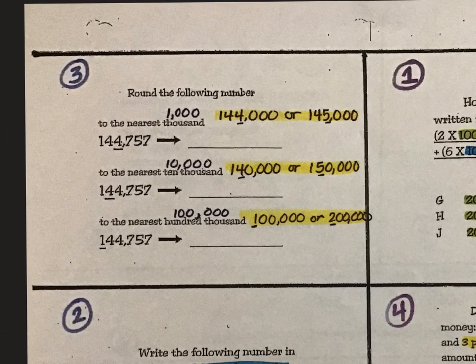Number 3, you're going to round the following number. You're going to round to the nearest 1,000, to the nearest 10,000, and to the nearest 100,000.